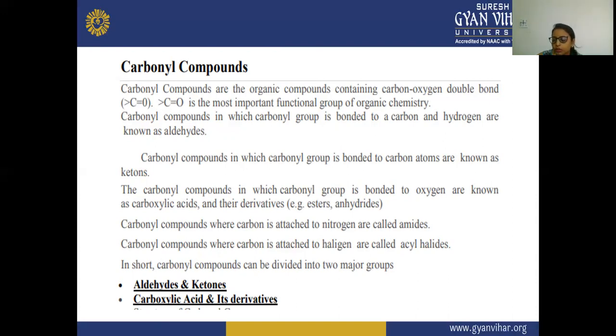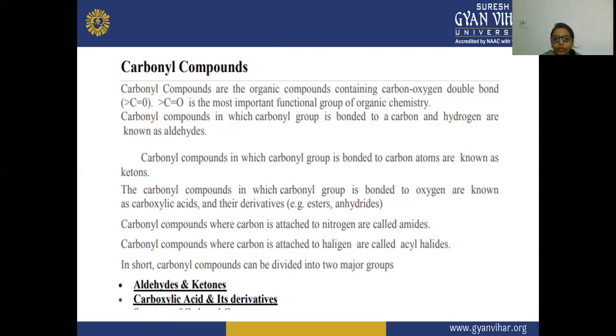So carbonyl compounds in which the carbonyl group is bonded to carbon atoms are known as ketones. So here, if the carbonyl group is bonded to a carbon atom, then it is your ketone. And if the carbonyl group is bonded to a carbon and hydrogen, it is known as your aldehyde. So both of them are your carbonyl compounds.